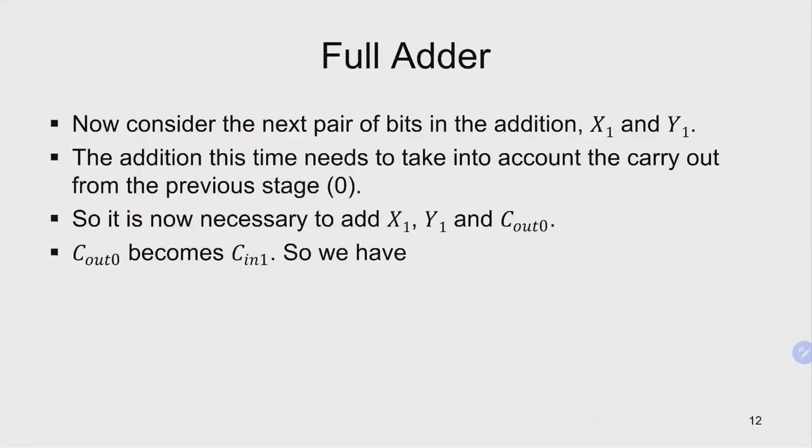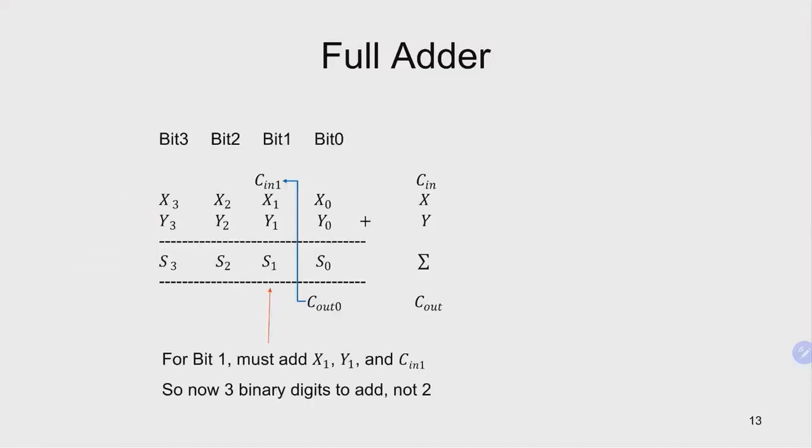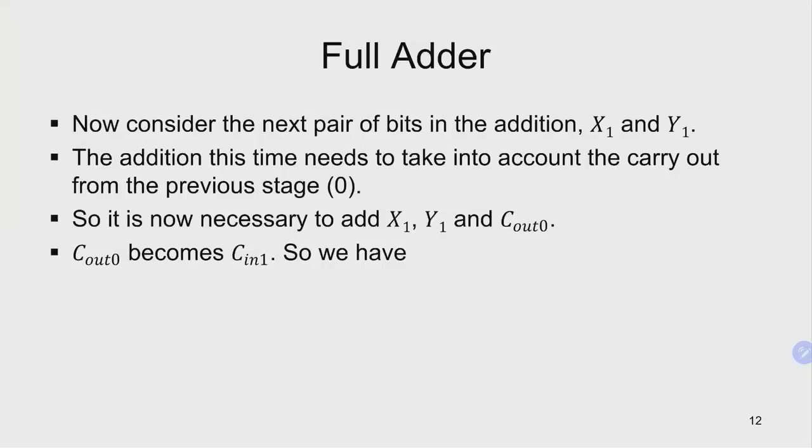Full adder. If you consider the next bit, when we discussed the half adder, we were discussing the very first bit in the additions. We're talking about bit 0. Now we're going to look at something called a full adder. We're going to discuss using bit 1.